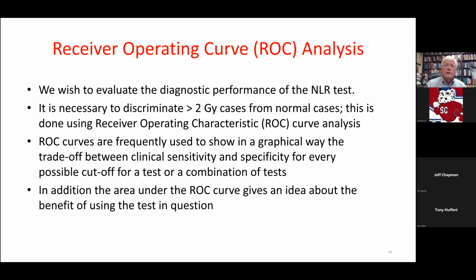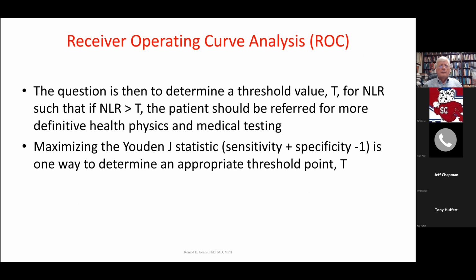So what we want to do is look at the neutrophil lymphocyte ratio and look at the diagnostic performance. We want to be able to discriminate cases greater than 2 gray from normals. The ROC curves are used to show the trade-off between sensitivity and specificity for every cutoff. If you increase your sensitivity, you decrease your specificity. So there's a trade-off between these two. You want to get them both as high as possible, but if you increase one, you typically decrease the other. One statistic that's used is the area under the ROC curve. I'll show you that.